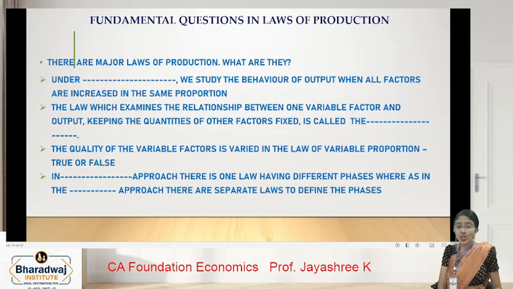Under dash law, we study the behavior of output when all factors are increased in the same proportion. Next question. The law which examines the relationship between one variable factor and output, keeping the quantities of other factors fixed, is called as the dash. The quality of the variable factors is varied in the law of variable proportion. True or false? In dash approach, there is one law having different phases, whereas in the dash approach, there are separate laws to define the phases.